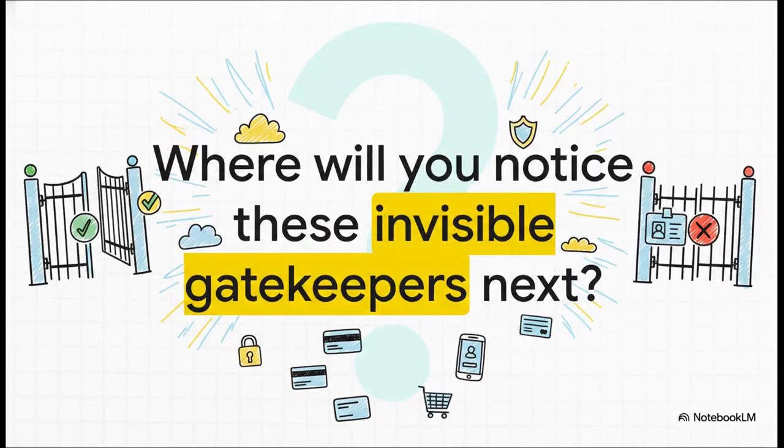So authentication and authorization, they're not just some techie jargon, right? They are the fundamental grammar of digital trust. They're the invisible gatekeepers that secure pretty much every single interaction you have online. Now that you can see them, the question is, where are you going to notice these guards at work next?